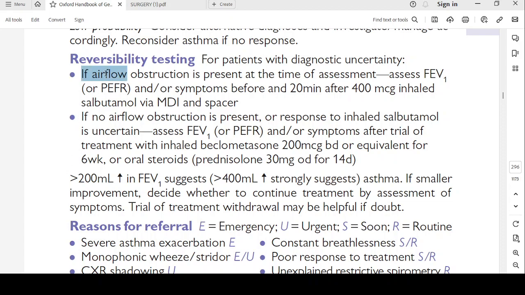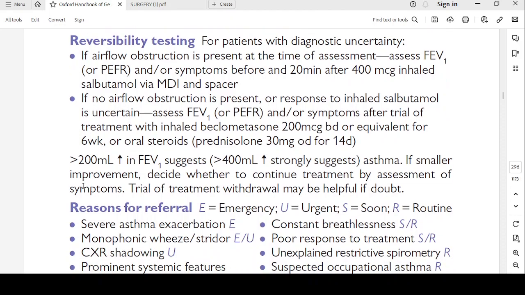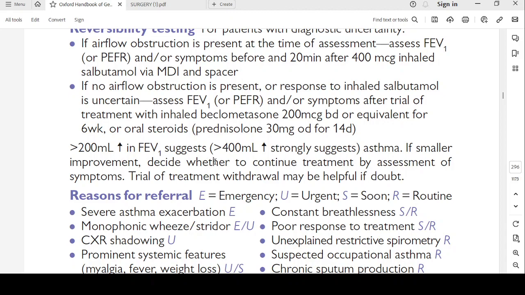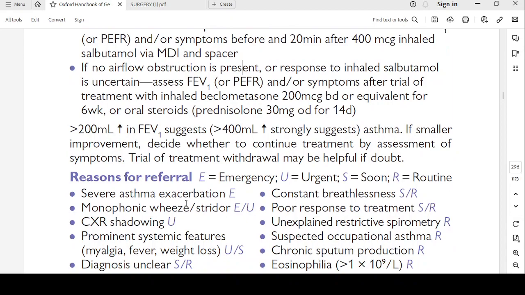So initially for reversibility testing you will use salbutamol, and if reversibility is present then it is asthma. If there is no reversibility with salbutamol, then you have to go for further testing. So you assess the FEV1 or PEFR or symptoms after a trial of treatment with beclomethasone or equivalent for 6 weeks, and then oral steroids. More than 200 ml increase in FEV1 suggests, and more than 400 ml increase strongly suggests, asthma. If there is a smaller improvement, decide whether to continue treatment by assessment of symptoms. A trial of treatment withdrawal may be helpful if in doubt.